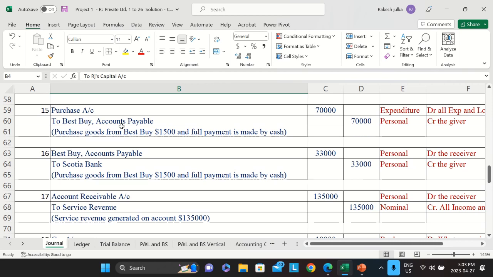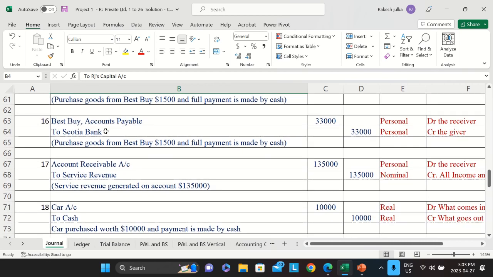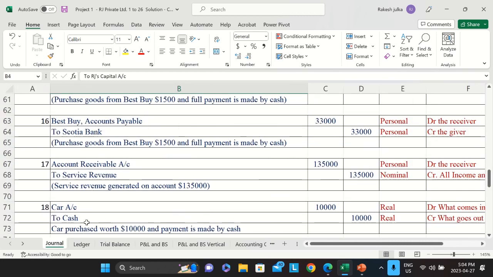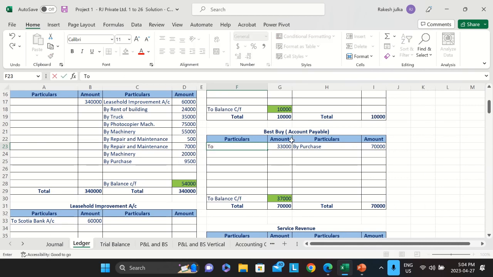Now the next transaction is the 33,000 Best Buy account payable to Scotiabank. So go to Best Buy account payable and write $33,000 on the debit side. I'm going to the Best Buy account payable and writing $33,000 on the debit side here. Debit one should be on the debit side. And here what I'm going to write is Best Buy to Scotiabank. So here I'm going to write Scotiabank to Scotiabank. In Scotiabank, we will reverse it.